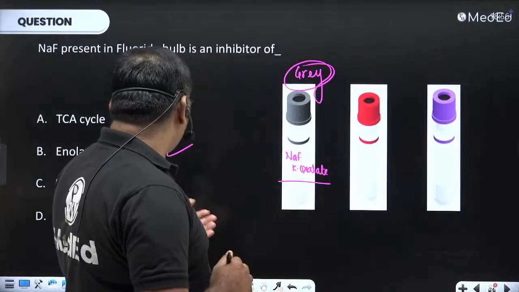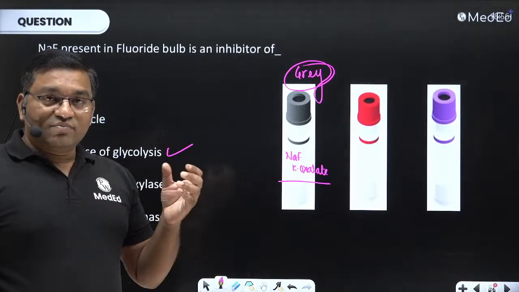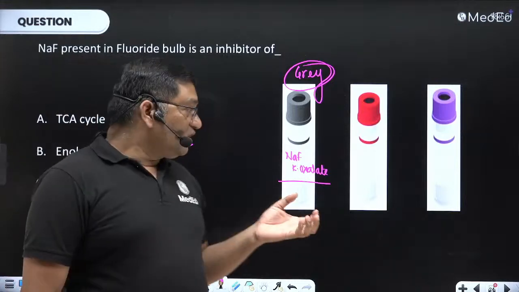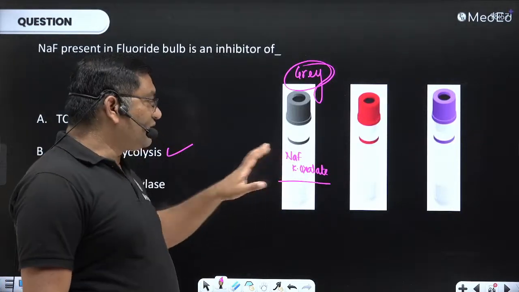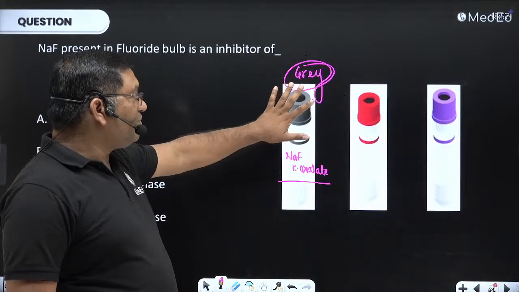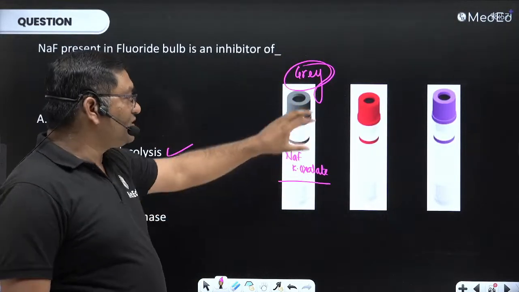Because of inhibition of this enolase enzyme of glycolysis by non-competitive inhibition, it inhibits the glycolysis and maintains the sugar level in the collected sample. So this is the gray bulb, gray tube, gray cap tube. This is the fluoride bulb. This is the red cap tube.